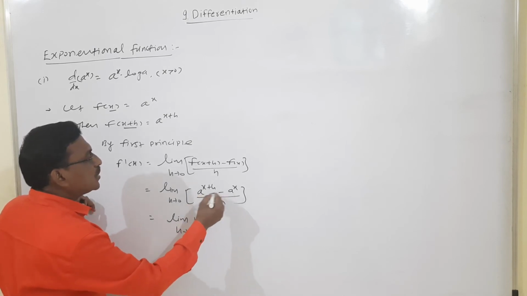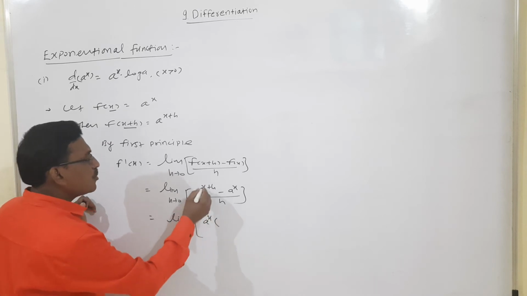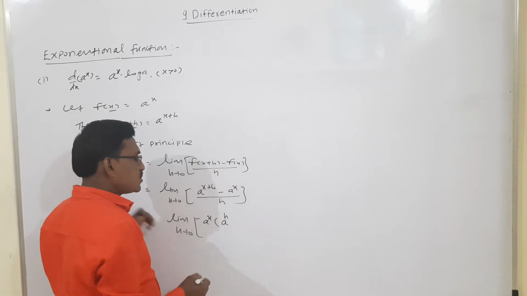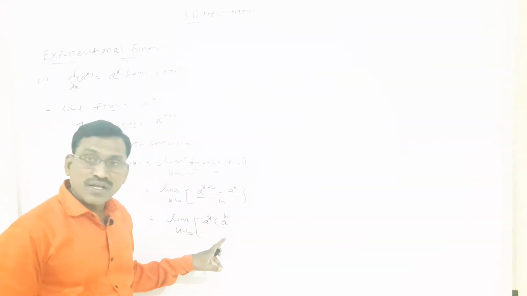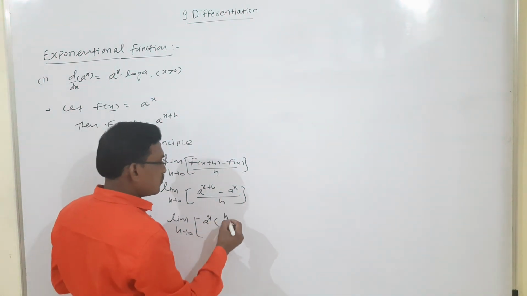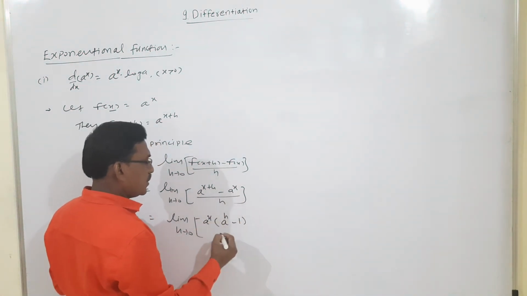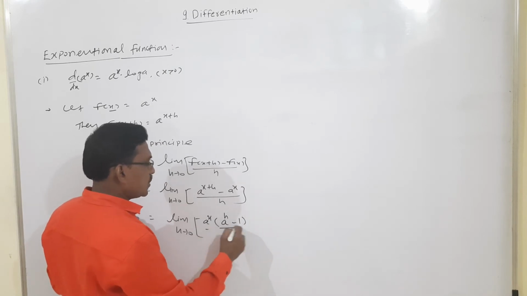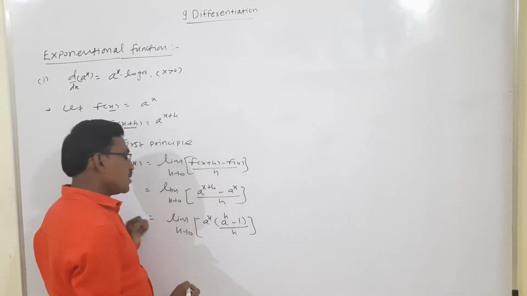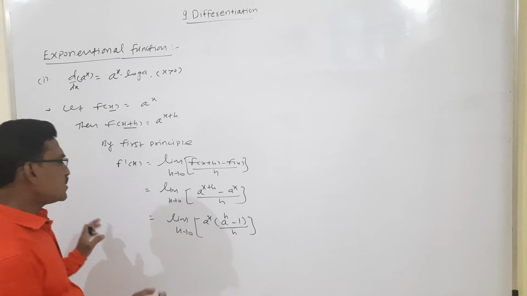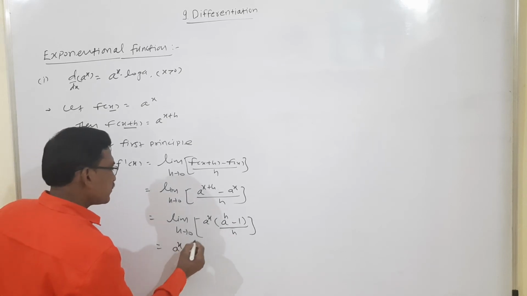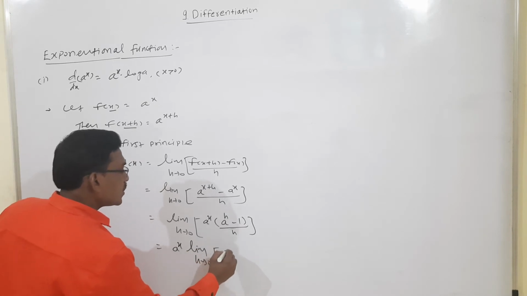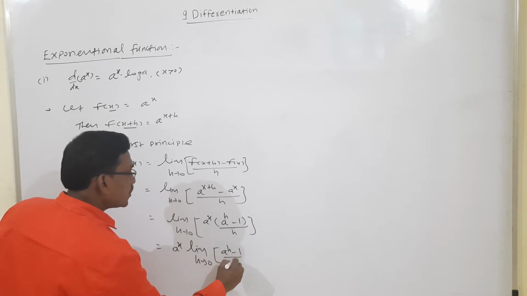We take common a raised to x here. When we take common a raised to x from this a raised to x plus h, it remains only a raised to h, because whenever in multiplication the bases are the same, we add the powers. And here when we take common this a raised to x, it is only 1, divided by h. Therefore a raised to x is a constant, so take it before the limit. So a raised to x into limit as h tends to 0, a raised to h minus 1 upon h.